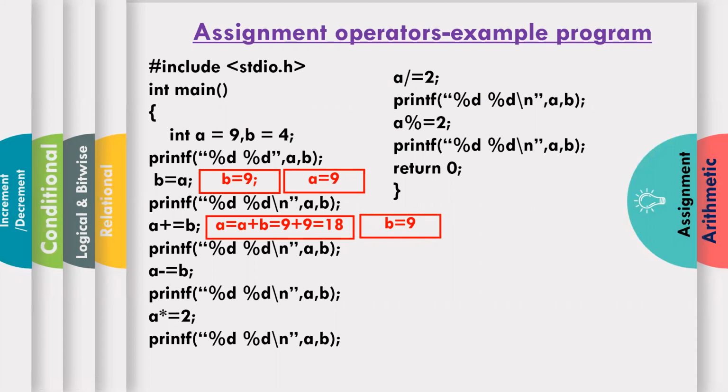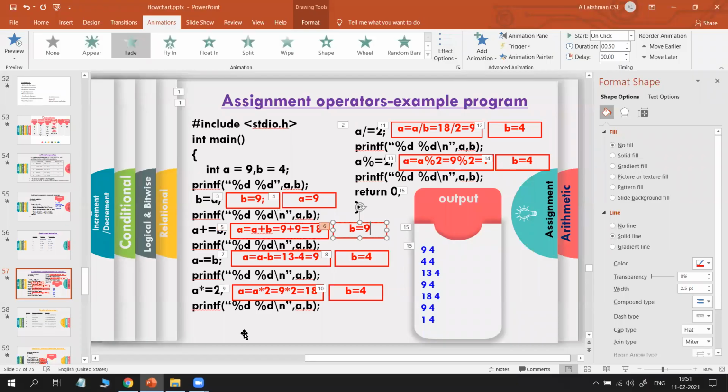Similarly, now A is equal to A minus B. Once again, what is the A value in the above case? Yes, that is 18. And what is the B value? 9. So 18 minus 9, 9. So once again, B value is not changed. So B value is 9 only.